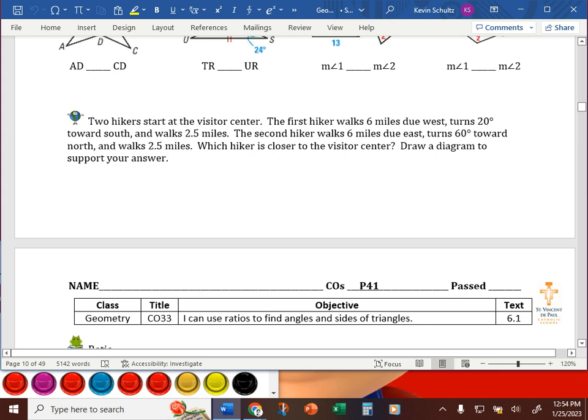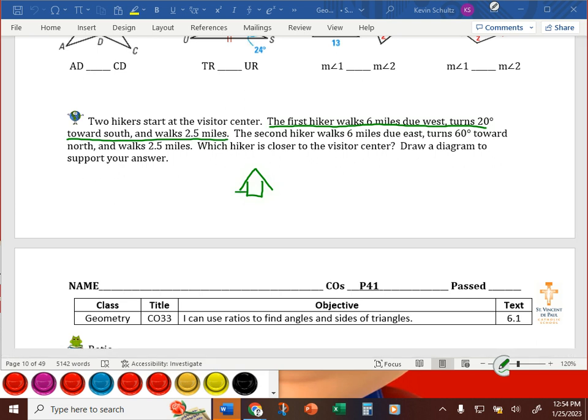Two hikers start at the visitor center. Okay? Here's our visitor center. It's a little house. The first hiker walks 6 miles due west, turns 20 degrees towards south, and then walks 2.5 miles. So let's draw this path of the first hiker.